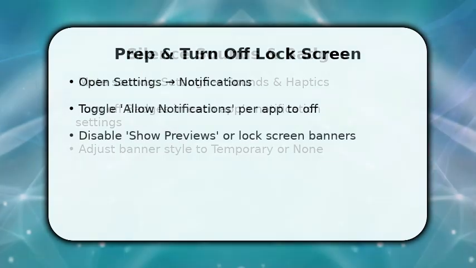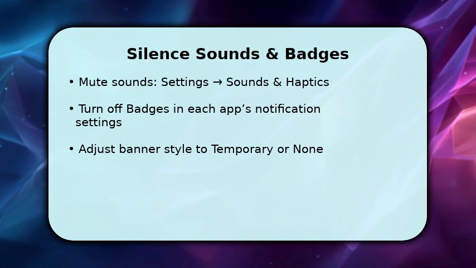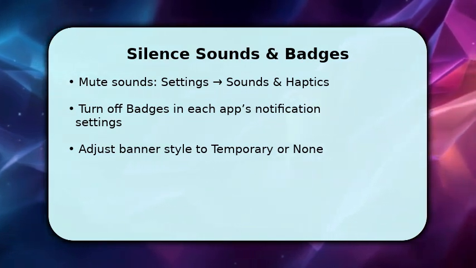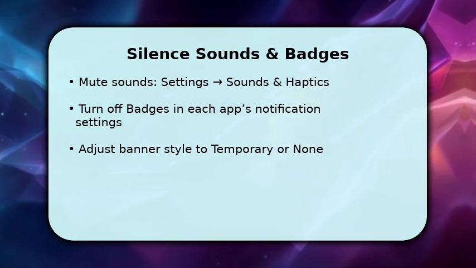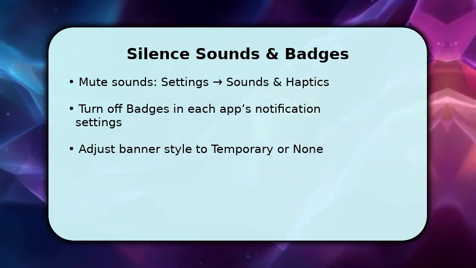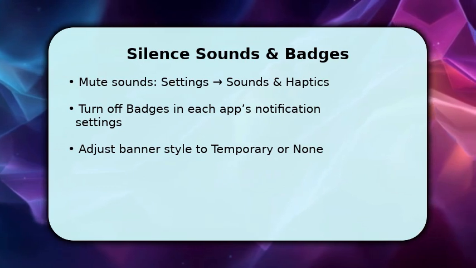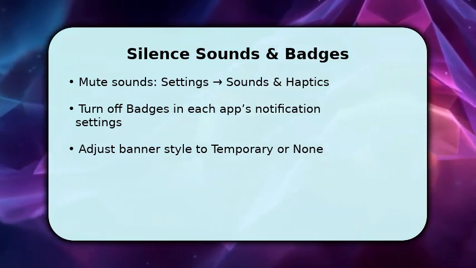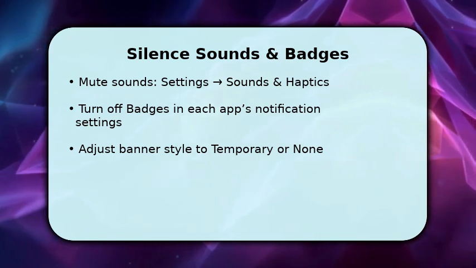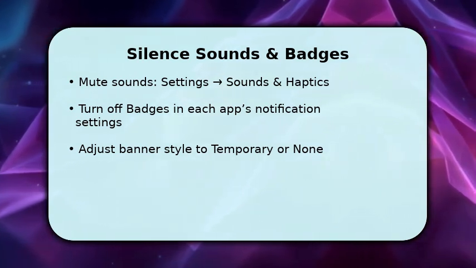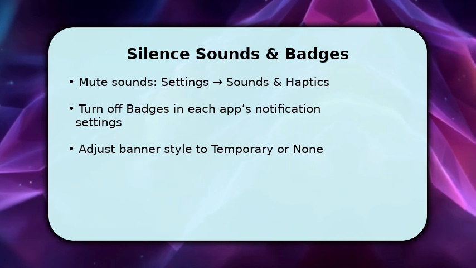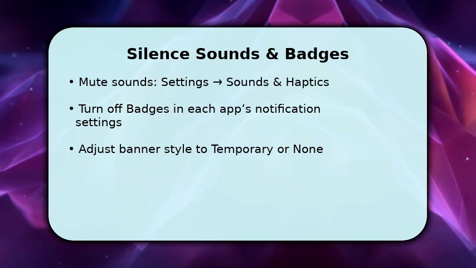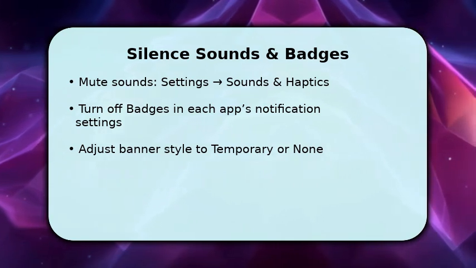Now refine how notifications behave so you aren't interrupted. Go to Sounds and Haptics to change or disable alert tones and vibration for calls and apps. Muting here stops the immediate startle. Next, go back to each app's notification settings and turn off badges so the red bubbles don't nag you. Then set banner style to temporary or none to prevent persistent banners. Together, these changes keep notifications present but unobtrusive, letting you decide when to check them.